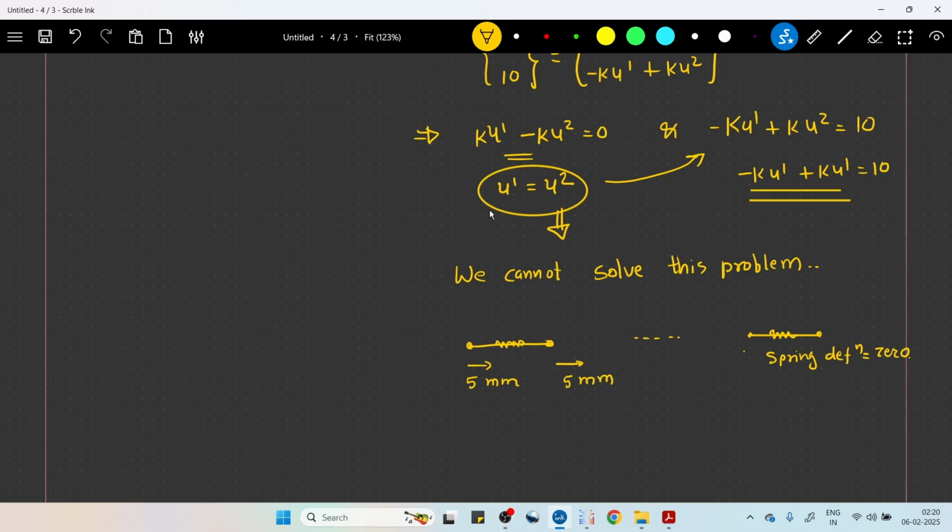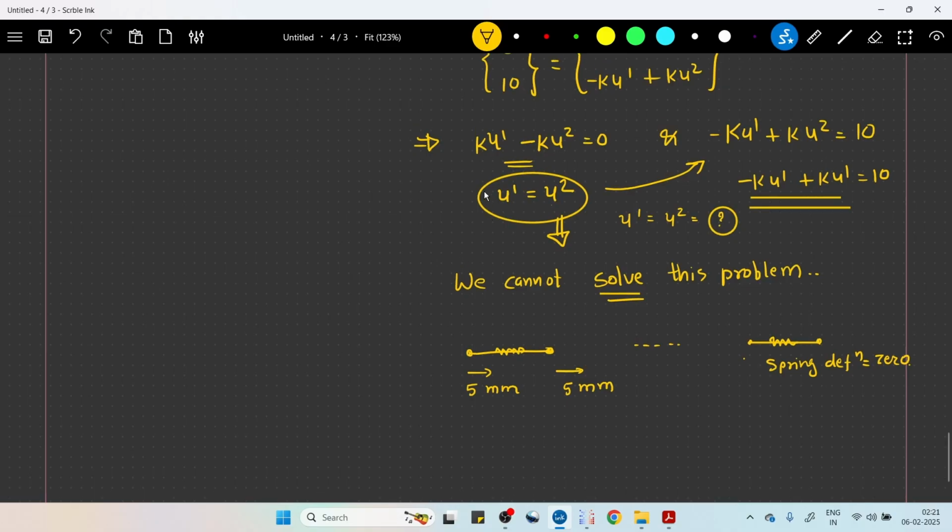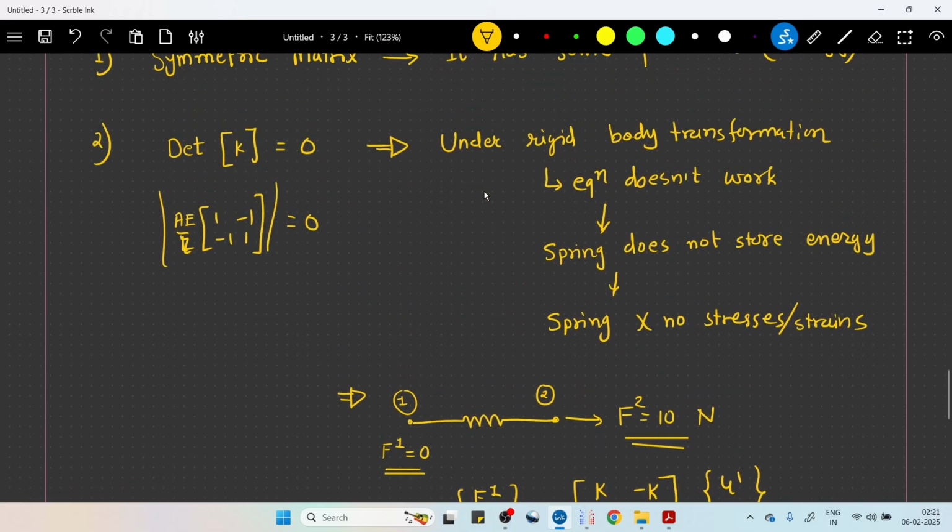That means the spring is simply moving, or displacing, by 5 mm, but there is zero deformation, and for such cases we don't get any stresses or strains. By the way, here we know u1 is equal to u2, that means it's a rigid body displacement, but we cannot solve this problem because we cannot find what u1 and u2 are, and that's why we said we cannot solve the problem. We only know that there is a rigid body displacement, and that is the property of k.